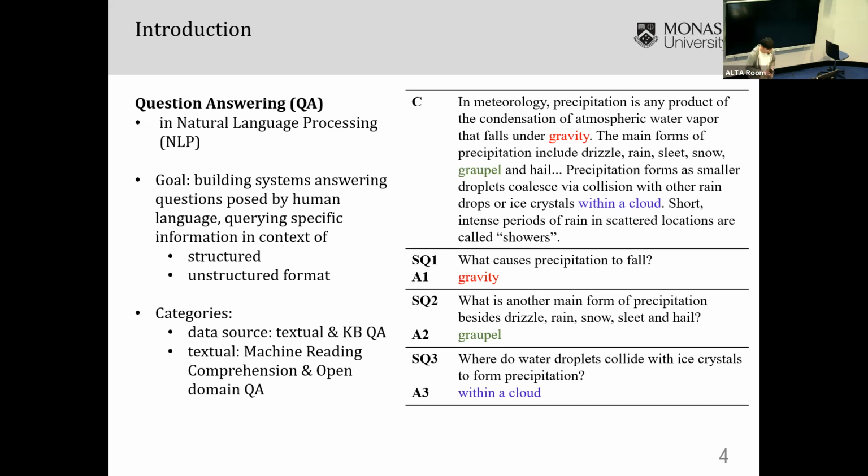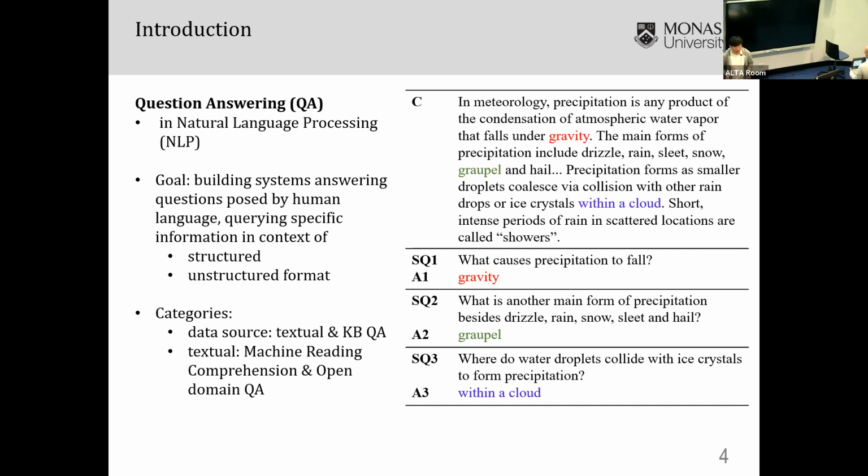Okay, all right. It's actually a very essential task in natural language processing. Its goal is to build a system that answers questions posed in human language, to query specific information in a context of either structured or unstructured format. By structured, I mean knowledge bases or knowledge graphs. And by unstructured format, I mean raw text.